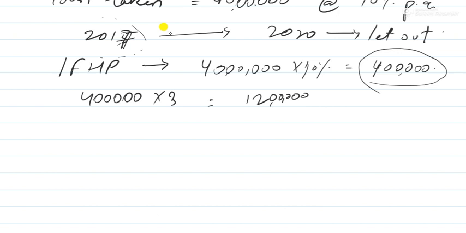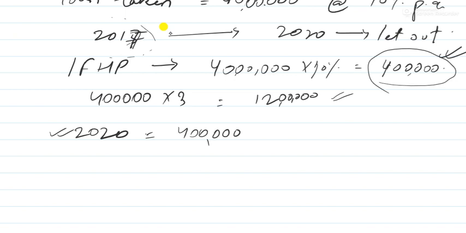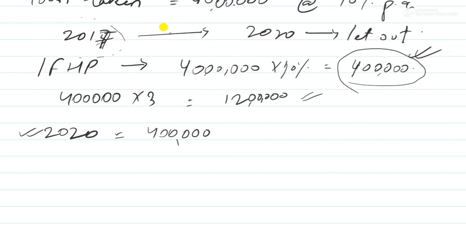When you compute your income from house property in 2020, then what do you do? This 4 lakh interest you'll get as a deduction. You'll get it for sure. The assessee says, okay, what about this 12 lakh? The tax officer says, I'm coming to it. Plus, you will get 1/5 of 12 lakhs.